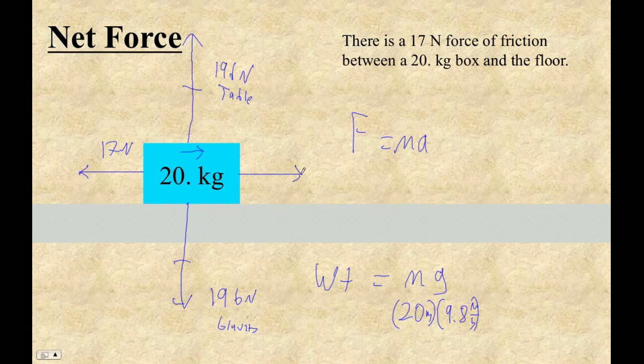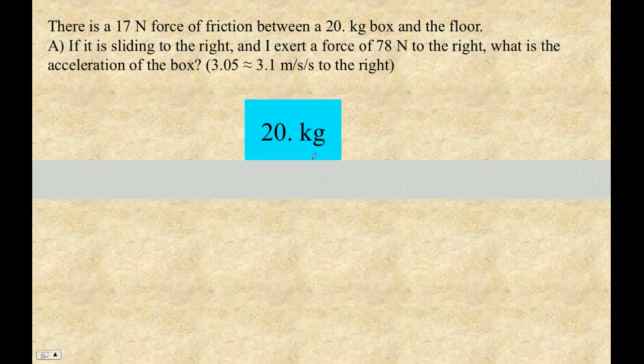And if I exert more than 17 newtons, then it'll start to accelerate. So let's say I exert 20 newtons this way, right? Then it would actually go faster and faster to the right. So let's quit talking about this and let's do a problem.